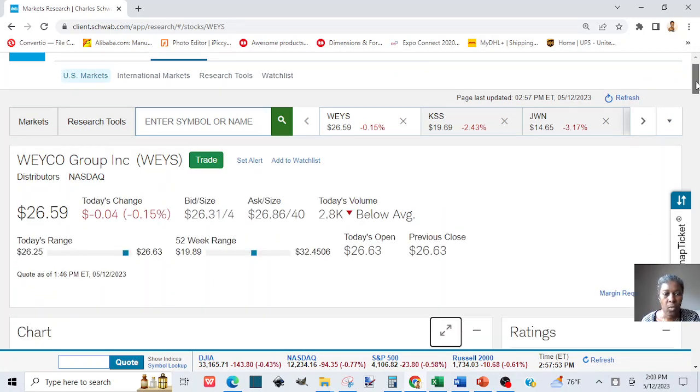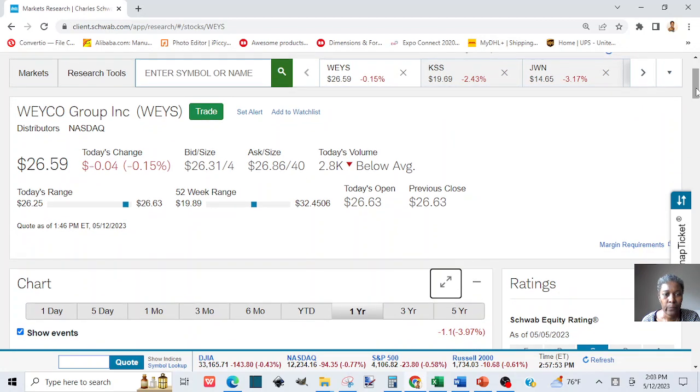So now when you are looking at this, it's showing you that at some point it was 19.89 and another time it was 32.45. So it shows the 52 weeks low, 52 weeks high, and now it's selling at $26.59. So the new version, the new platform, or the new layout, the visual layout will try to show you the range.